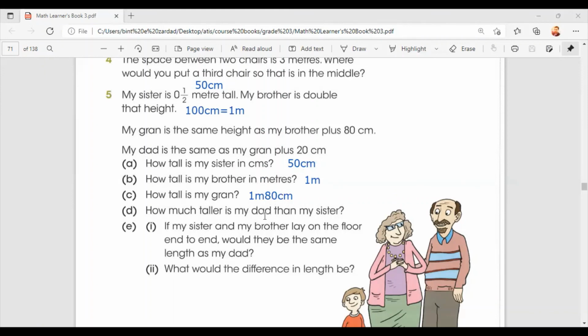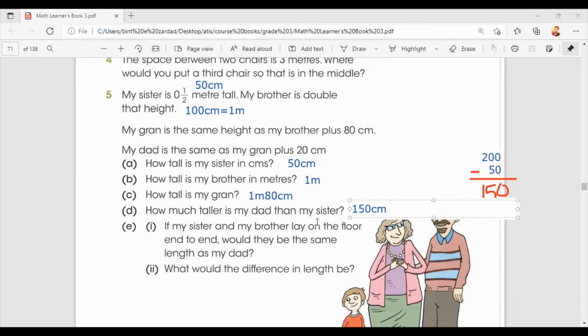How much taller is my dad than my sister? My dad is the same as my grandad plus 20, which means 2 meter. 180 plus 20 centimeter equals 2 meter. So 2 meter equals 200 centimeter, and my sister is 50 centimeter. When we subtract 200 minus 50, the remaining is 150 centimeter.